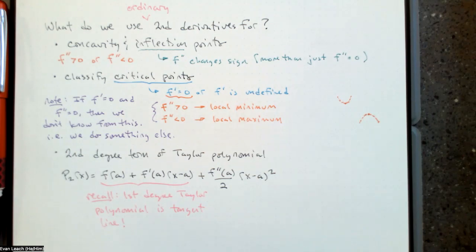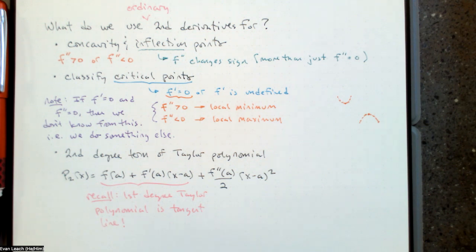Because when I use ordinary, I want to say ordinary second derivative. But when I say partial second derivative, that sounds weird. But when I say second partial derivative, that sounds better. But second ordinary derivative sounds weird. English is stupid, and it's kind of a pain.